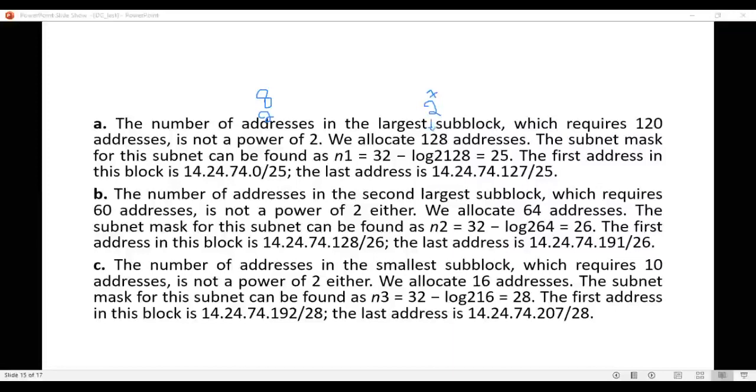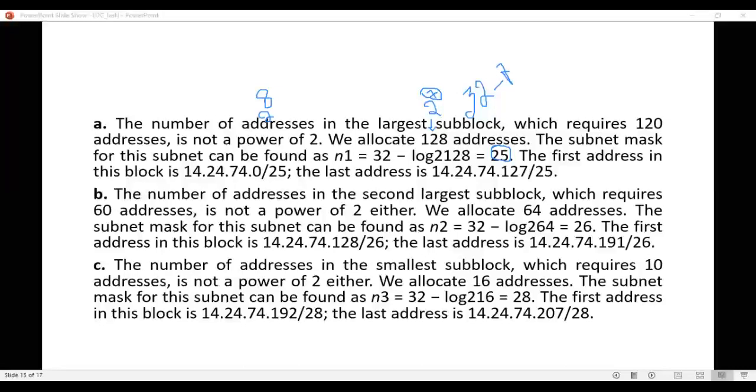The subnet mask for this subnet can be found as follows. These 7 bits are needed to represent 128 addresses in that particular block. So what is the mask to be used? 32 minus 7, that is 25. This is how you get 25. Or else you can use 32 minus log 128 to the base 2. You'll get 25. This is the mask.